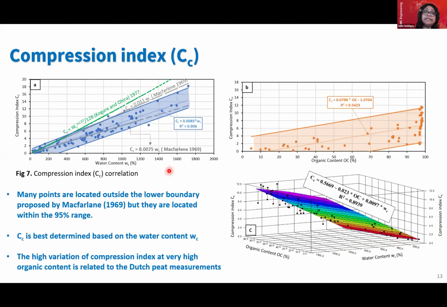The next one is the compression index. So we have looked into the compression index again in terms of water content, organic content, and a combination of both. Many points are located outside the lower boundary proposed by McFarland in 1969, but they are located within the 95% range. As you can see from this dotted line over here, the black line, this is the outside boundary, but we saw the data fall within the 95% range. And the compression index is best determined based on the water content. So this data set is better to represent the Cc value, and the high variation of the compression index at very high organic content over here on this side of the data is because of the data we have seen from the literature, Dutch peat measurements. So it's a different set of data that we saw.